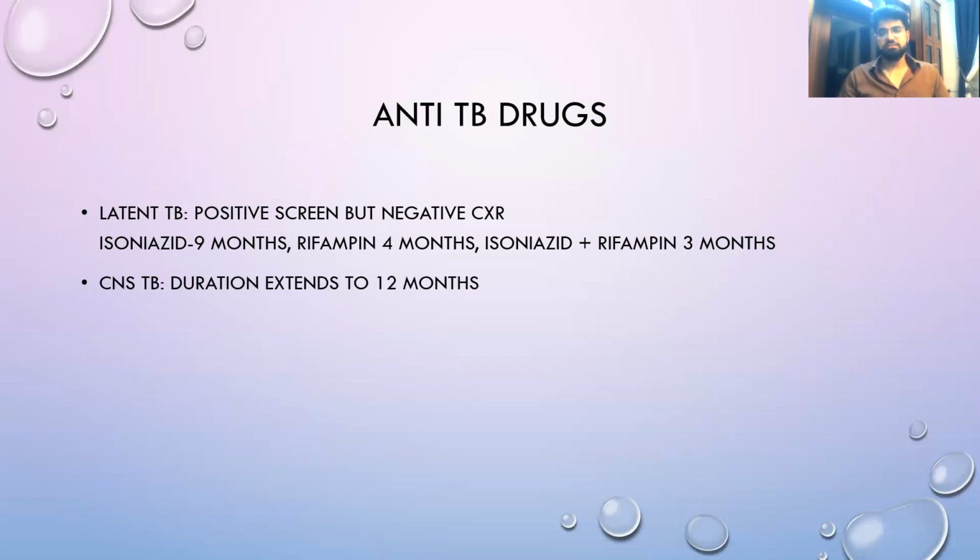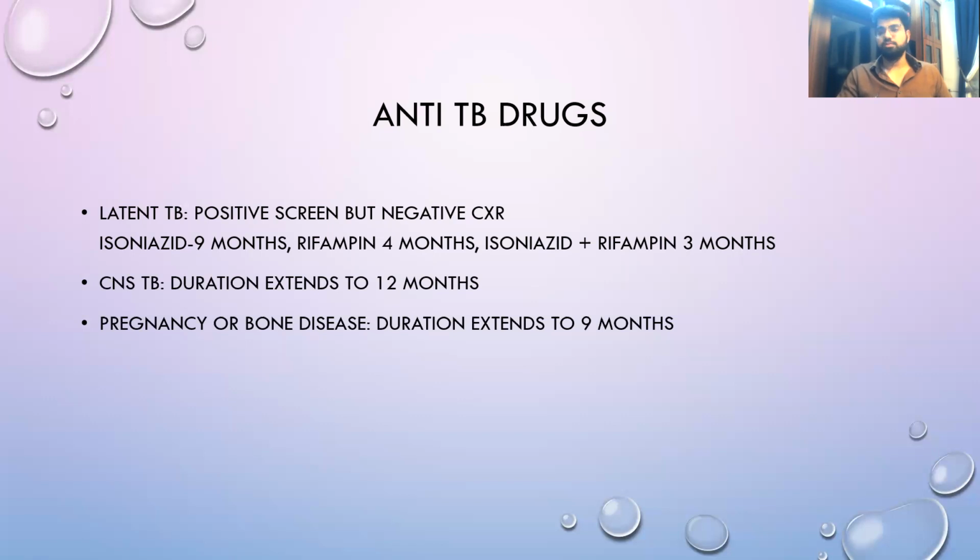Special situations for active TB. The active TB, primarily simple active TB of chest, I have not covered. Those you all remember, the 2 months and the 4 months intensive and continuation phase, right? We have just covered the special scenarios here. For CNS TB, we extend the duration. We extend it up to 12 months. For pregnancy or bone disease, we extend the normal 6 months to 9 months.